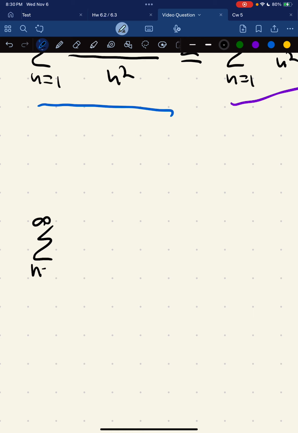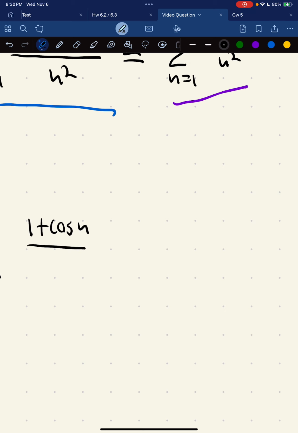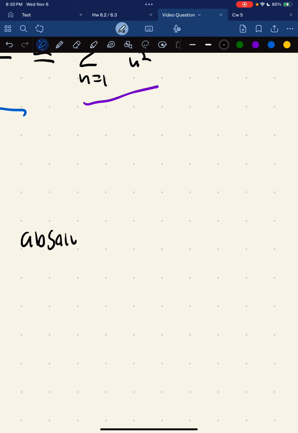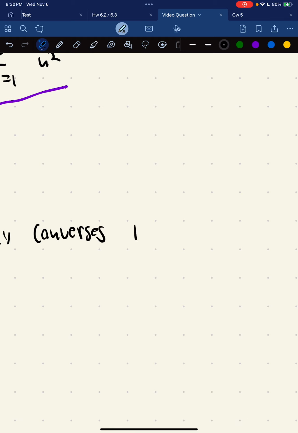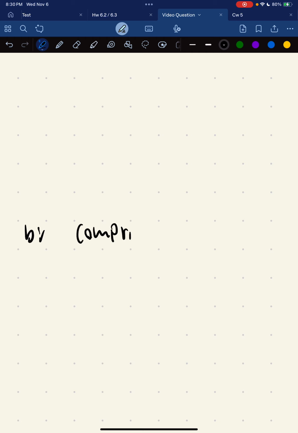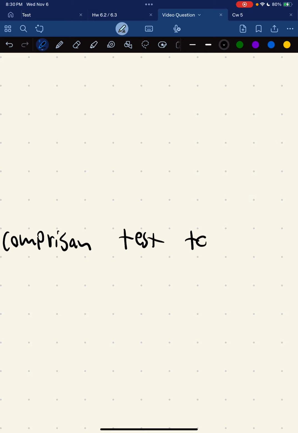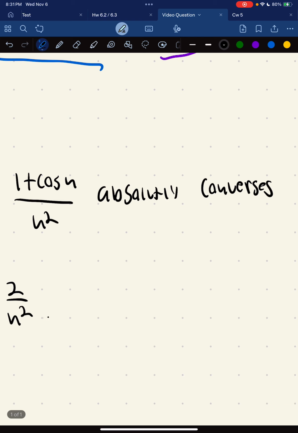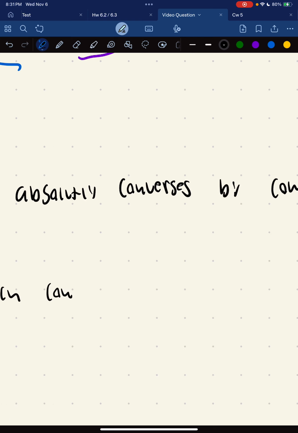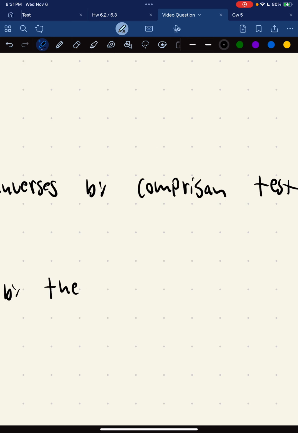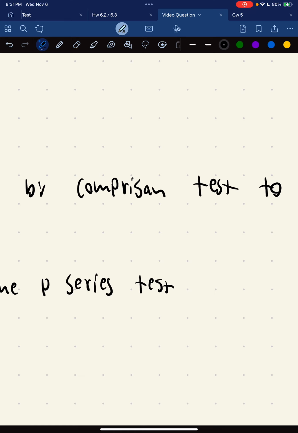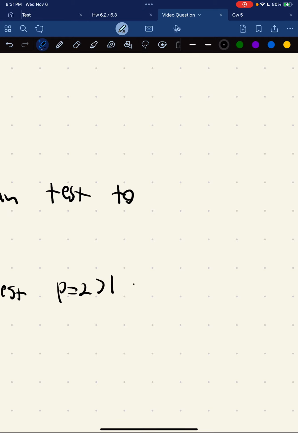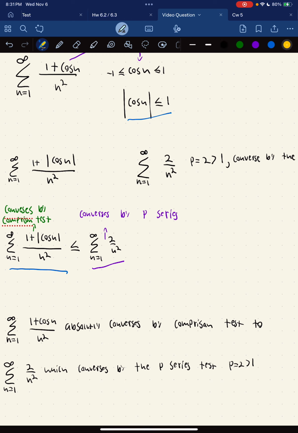our given series, which is (1 plus cosine n) over n squared, absolutely converges by comparison test to the series 2 over n squared, which converges by the p-series test, where p is equal to 2, which is greater than 1, which means convergence. So knowing all this, our given series, (1 plus cosine n) over n squared, absolutely converges by a direct comparison and by p-series.